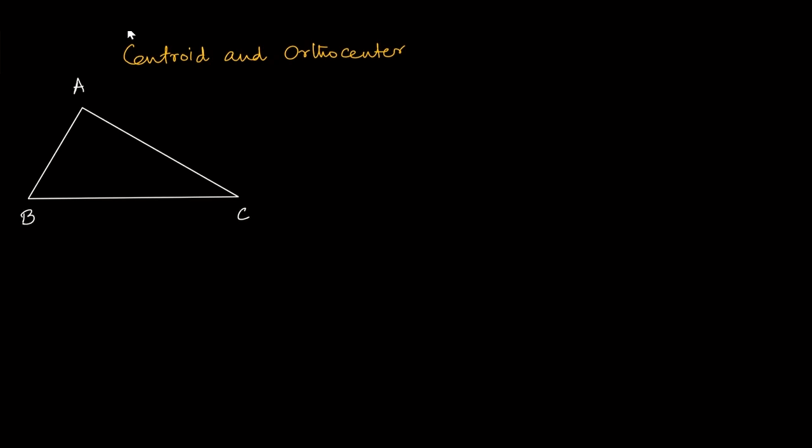Centroid means the point of intersection of the bisector of sides, right? Yes, sir. Point of intersection of the medians, not the bisector of sides. Sorry, of the medians. Medians are the lines which join the midpoint of any side.